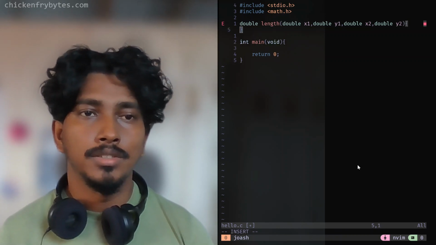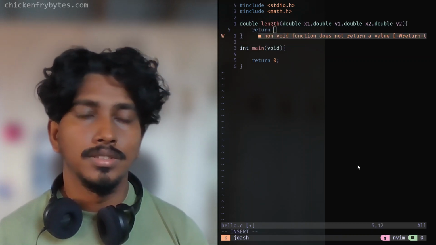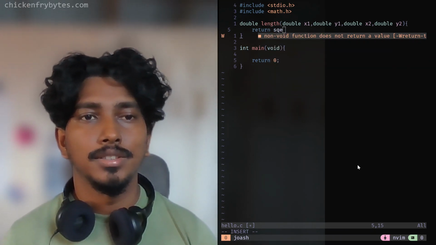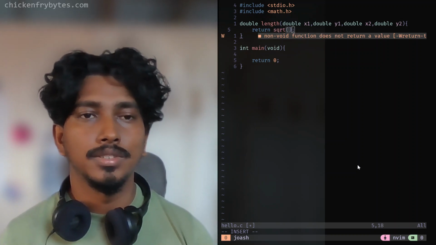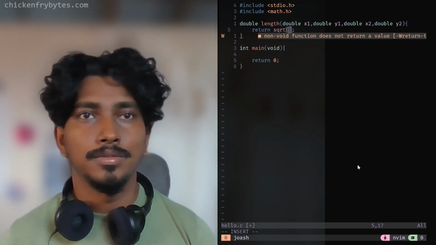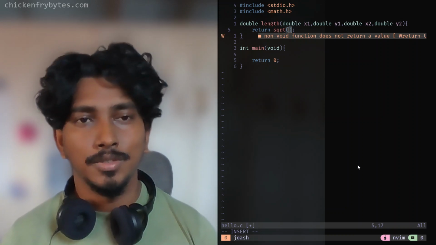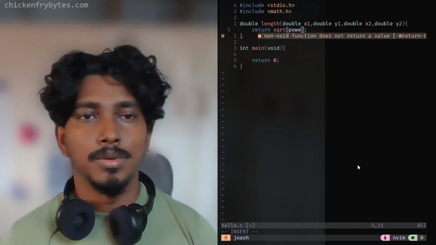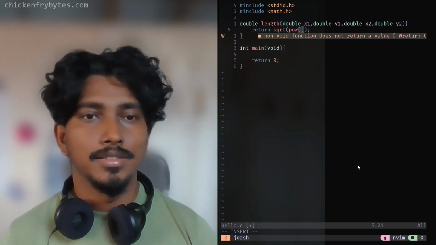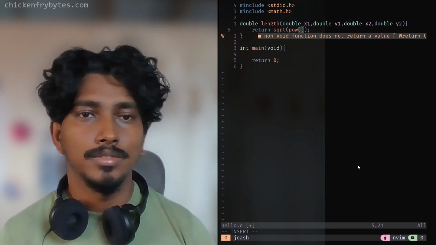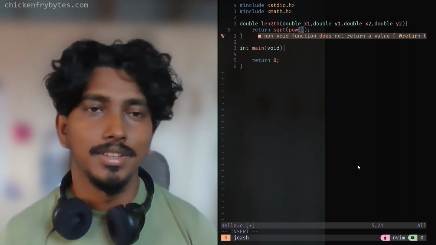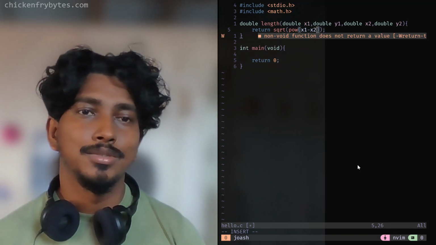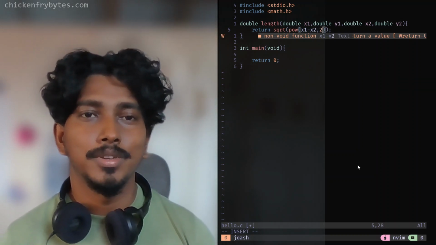Right? And we want to return, well, the calculation, the calculated value. So we're going to use sqrt, which is the square root function. And remember, it's the square root of the sum of the squares of the differences of the x's and y's. So we will do x1 minus x2, right? We have to square it.